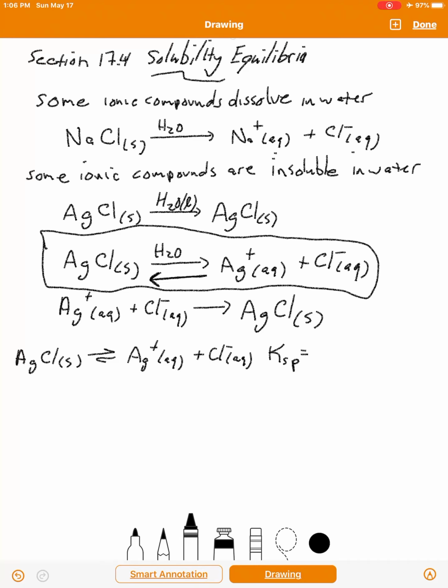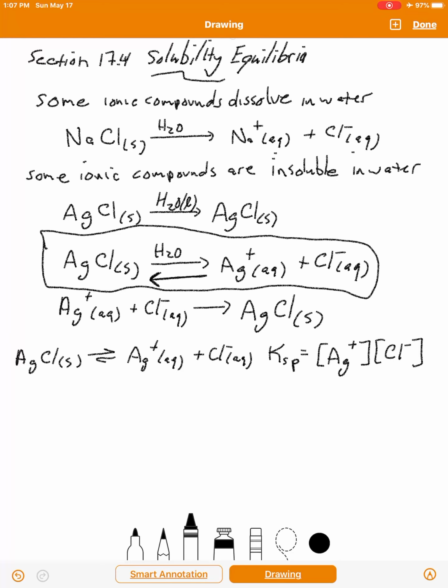Now, if you recall, for heterogeneous equilibria, we do not include liquids or solids in our expressions for equilibrium constants. So what we have here is silver concentration times chloride concentration. And so it's called the solubility product. It is the product of just the products, right? There's no reactants in this equation.